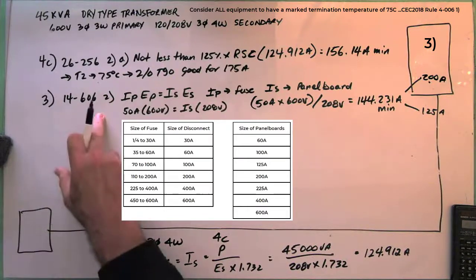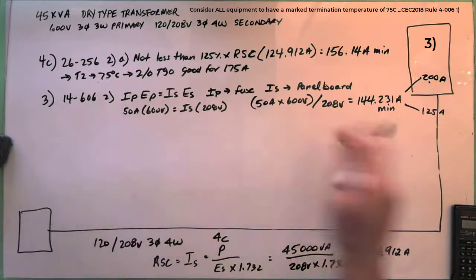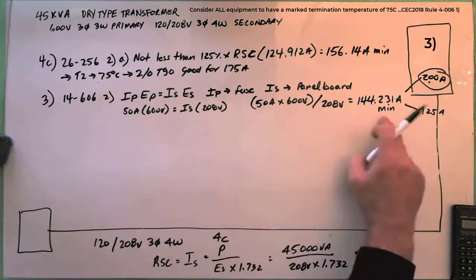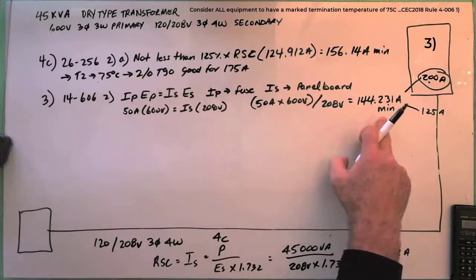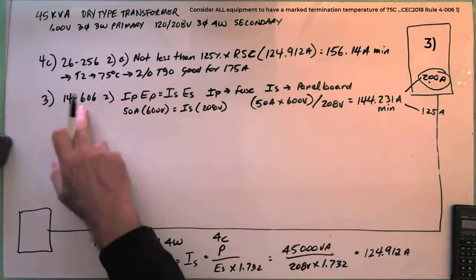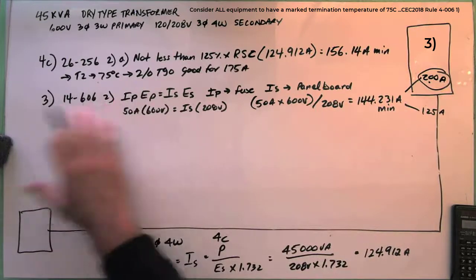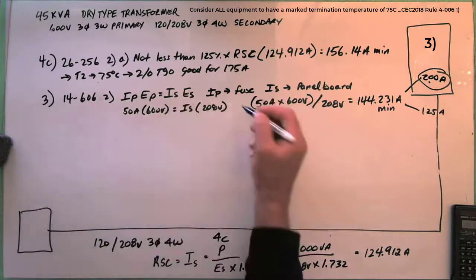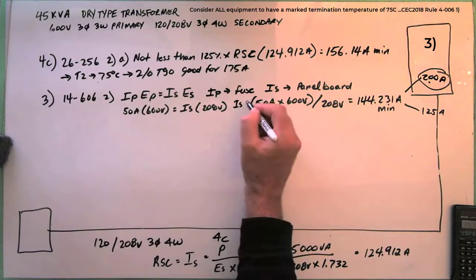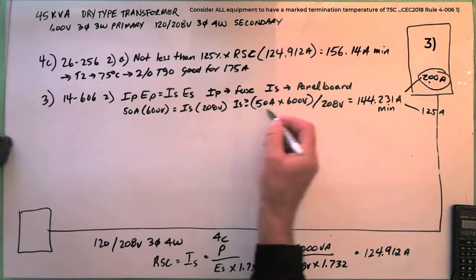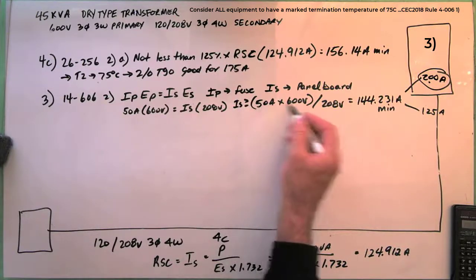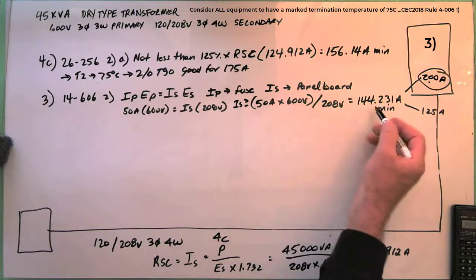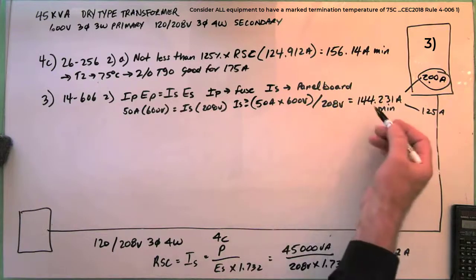So my panel board protection has got to be 200 minimum, right? So look at this again, 14-606 sub 2. This is one of the better rules here. In the rule, it says that the panel board must be greater than or equal to the fuse times the ratio of the voltage on the primary and secondary. I get 144.3. They don't make that panel.